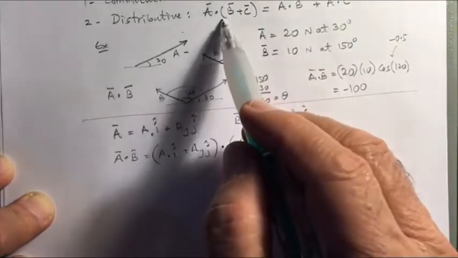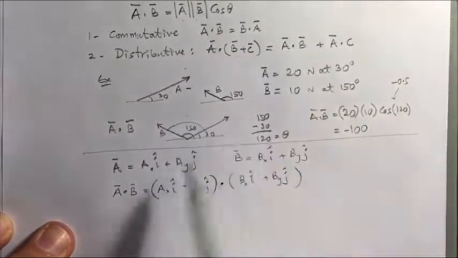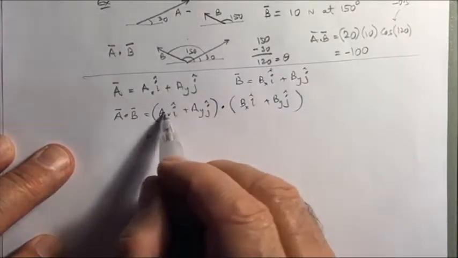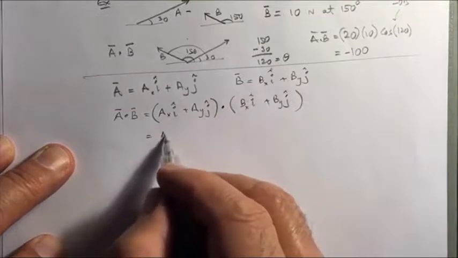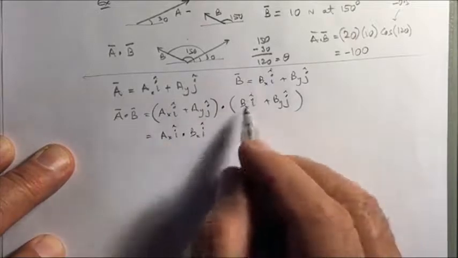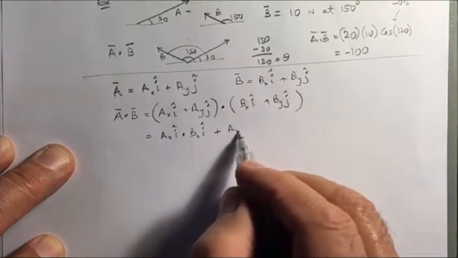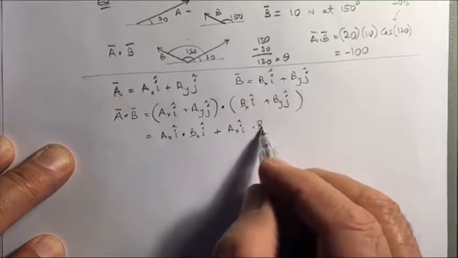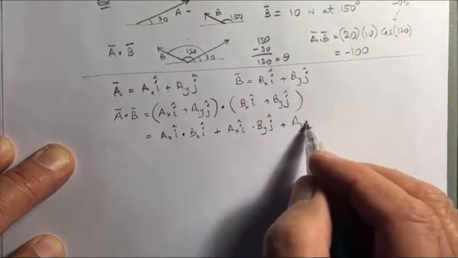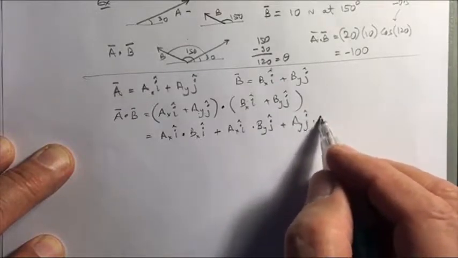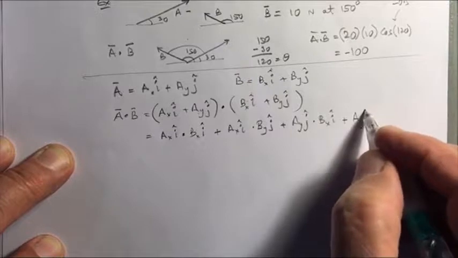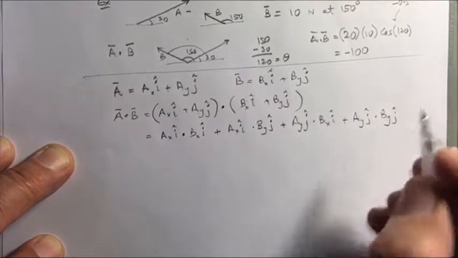And now by using the distributive law, we can do the same thing here. We multiply the first term with both of these and the second term with both of these, so we'll get ax i dot bx i, that's the first with the first, ax i dot by j, the first with the second, and then the second with the first, ay j dot bx i, and the second with the second, ay j dot by j.